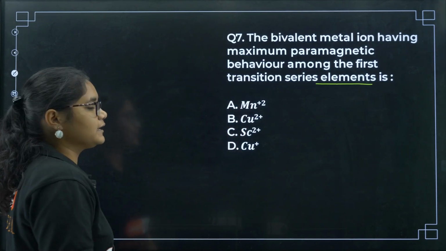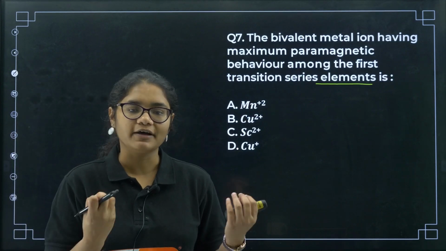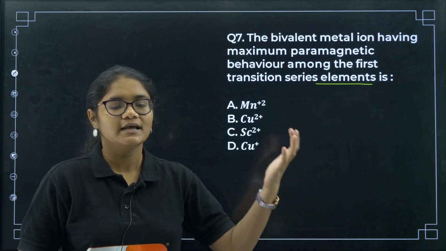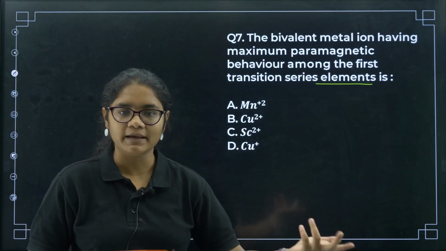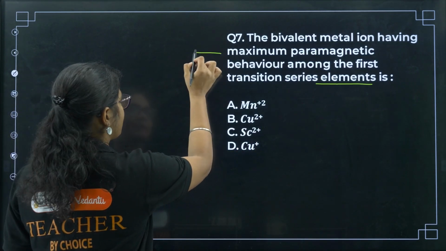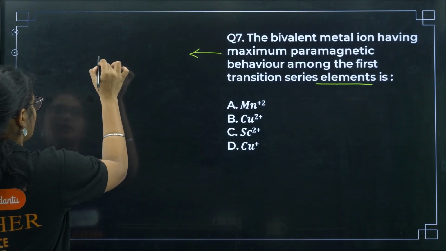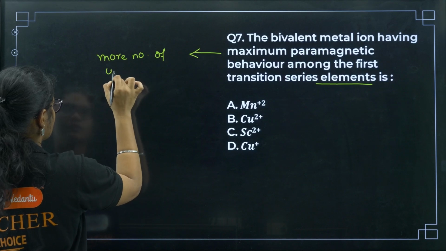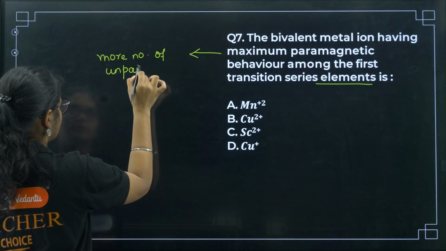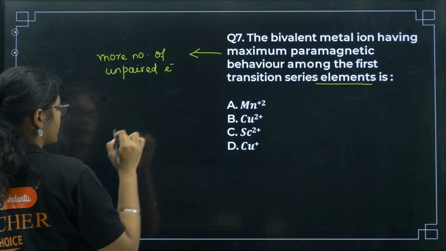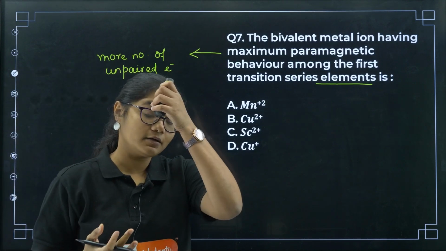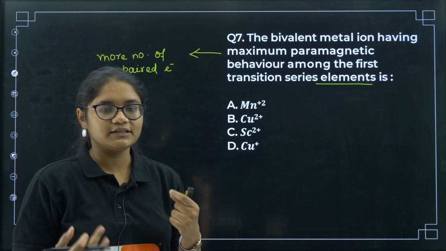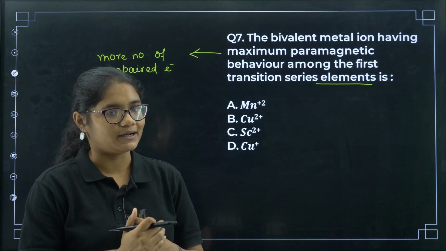Next, the bivalent metal ion having maximum paramagnetic behavior among the first transition element series is. For paramagnetic behavior, you need more unpaired electrons. Whichever option has more unpaired electrons, there the paramagnetic behavior will be maximum, right? So for maximum paramagnetic behavior, we need more unpaired electrons. For that you should remember the electronic configuration of different elements. Once you know the electronic configuration, then only you can calculate the number of unpaired electrons, right?